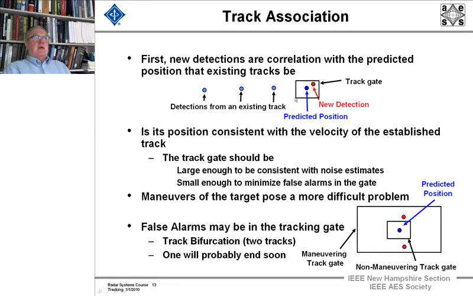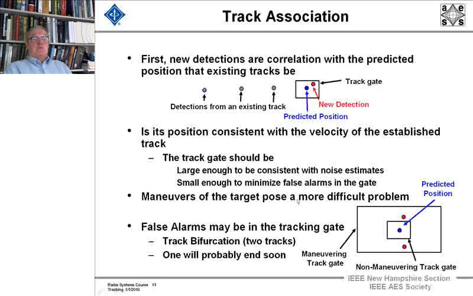What you do is you set up a tracking gate around where you expect the detection to fall and look and see if you have a new detection within that gate. And this would be assuming a constant velocity. Is this position consistent with the velocity of the established track? The track gate should be large enough to be consistent with noise estimates, because there'll be noise estimates on azimuth and elevation, but small enough to minimize false alarms within the gate.